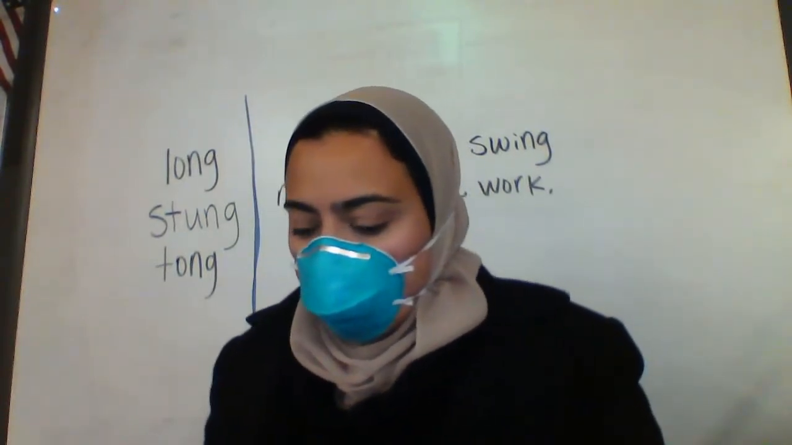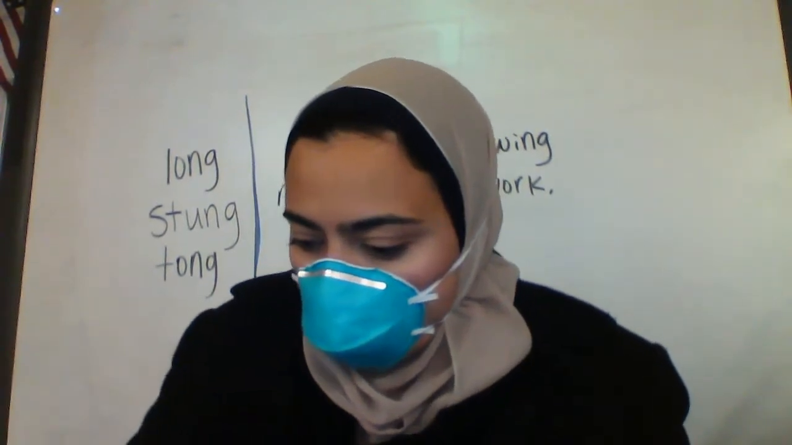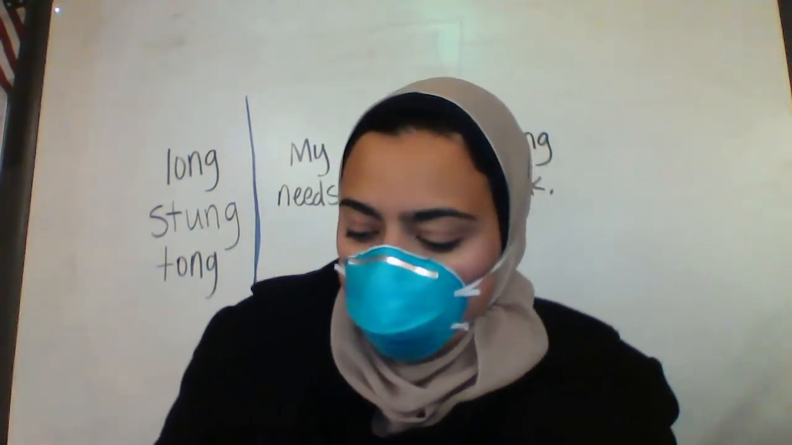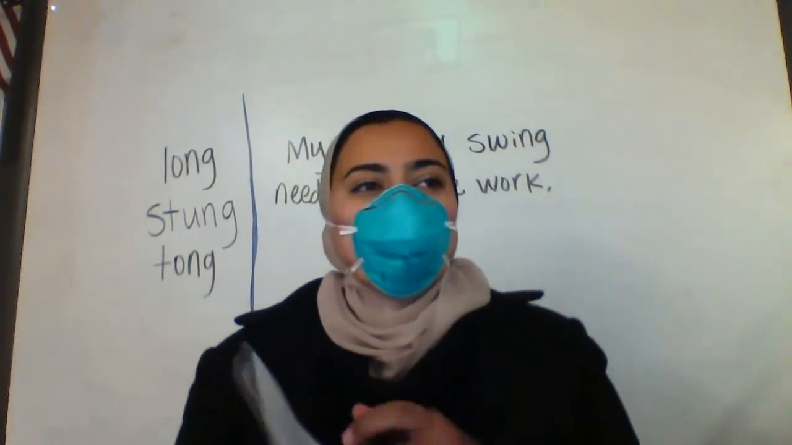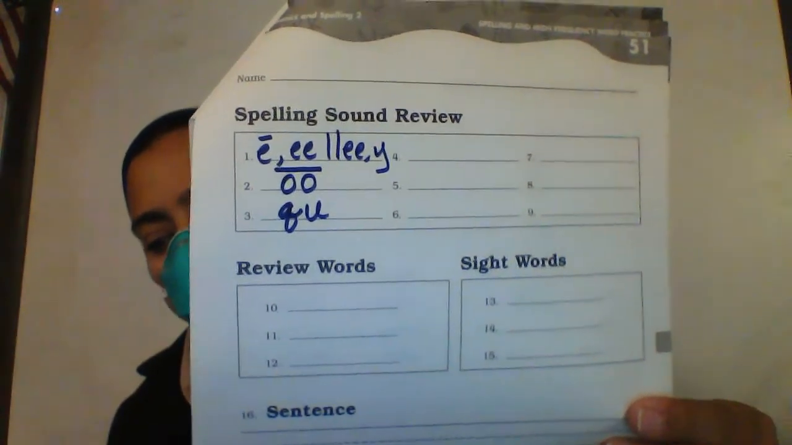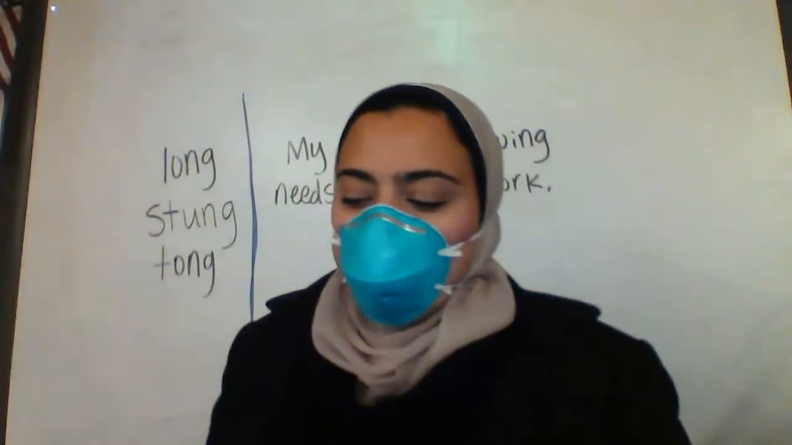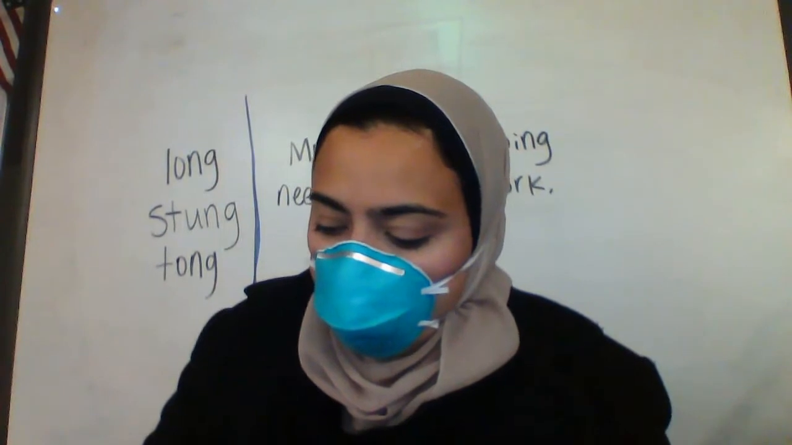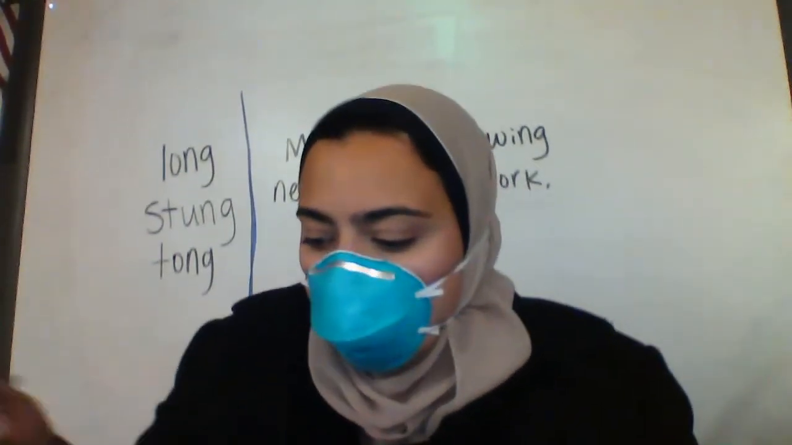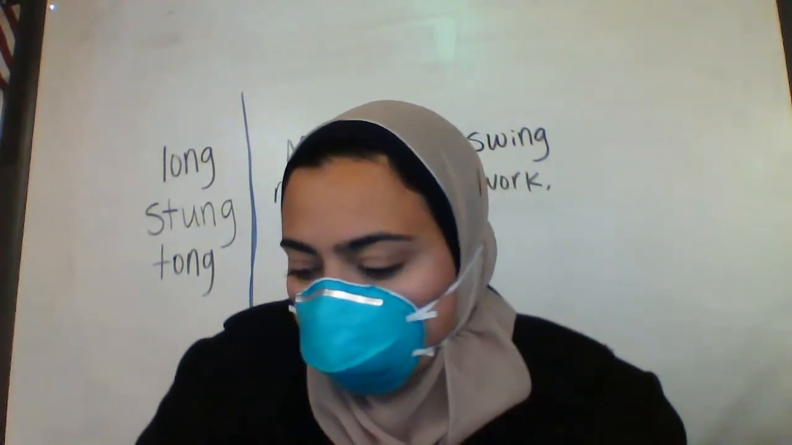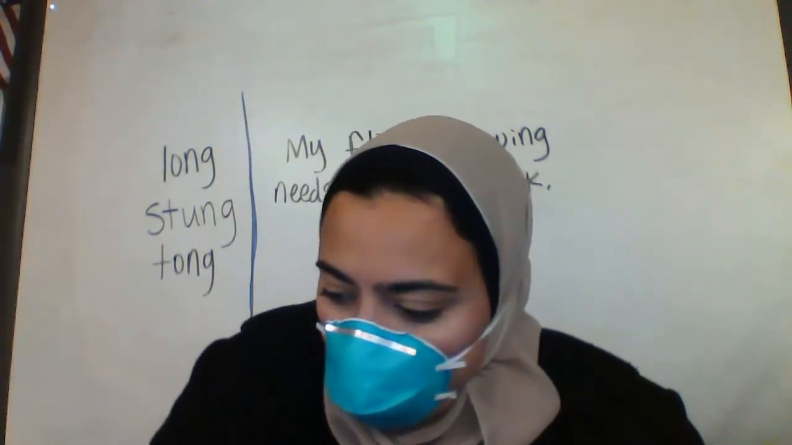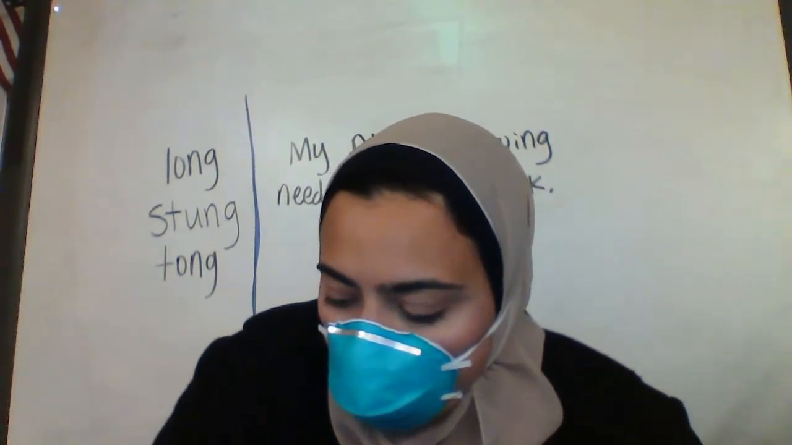Number two. O. That's digraph O with a macron. Not ooh like tooth, but O like hook. Okay, number three. Quilt. That's Q-U. Number two is just O with a macron. Number three is combination Q-U. Number four. Z. Rose. Z. Zebra. Z, comma, S. Number five, shark. S-H. Number six, whale. W-H. Number seven, A consonant E, comma, A.